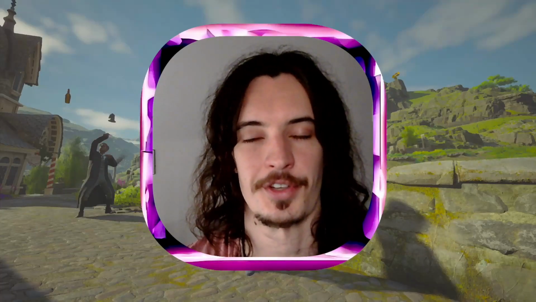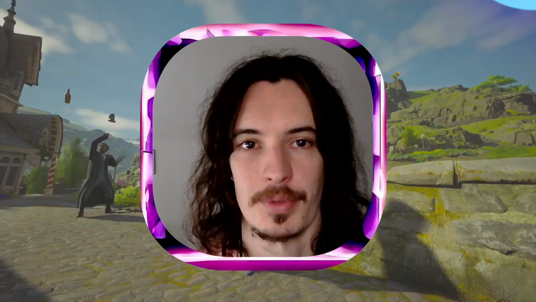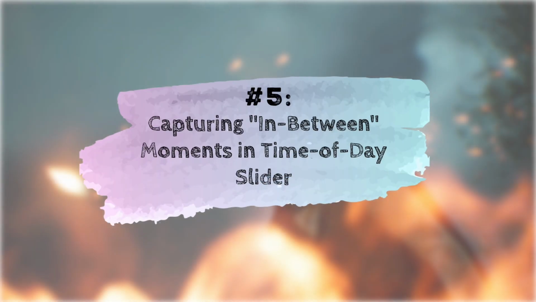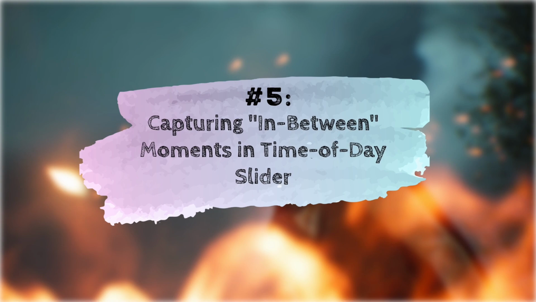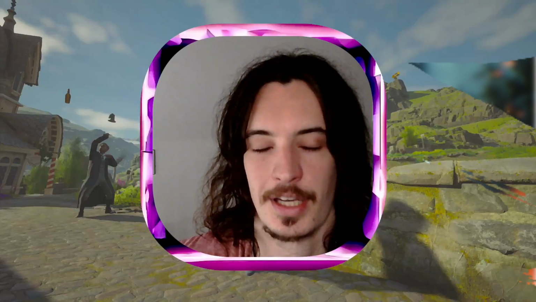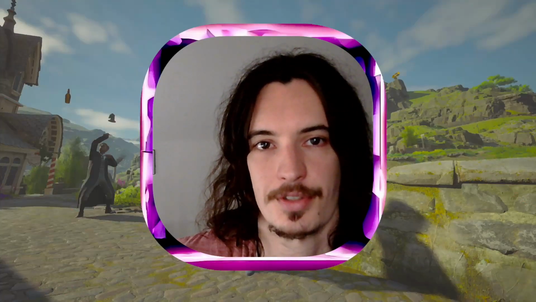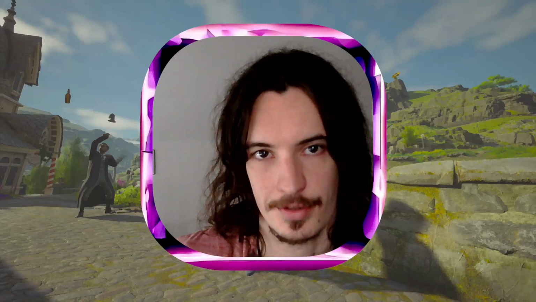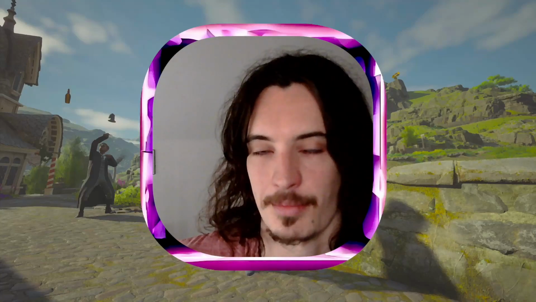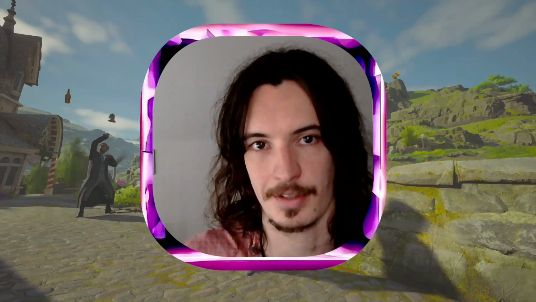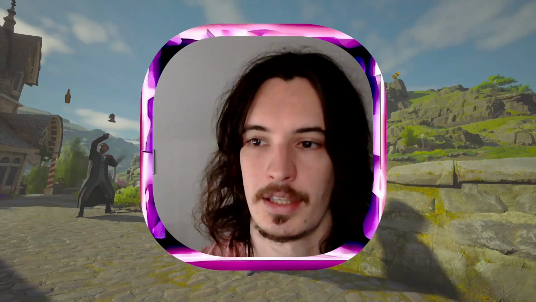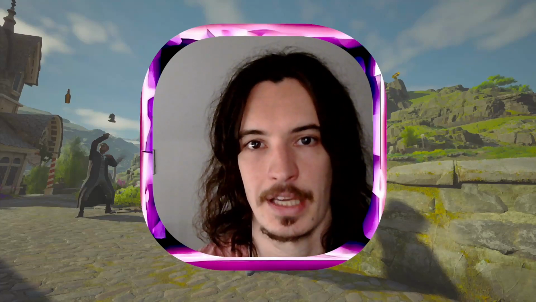And that brings us to number 5, our last little quirk, which is capturing in between moments using the time of day slider. The reason this one actually came about is while I was using the time of day slider during some moments, if I was quick enough in sliding through the times, I noticed there was some sort of lag in the game catching up to the lighting settings that needed to be up for that particular time of day, and I wasn't quite quick enough to ever capture any of them.